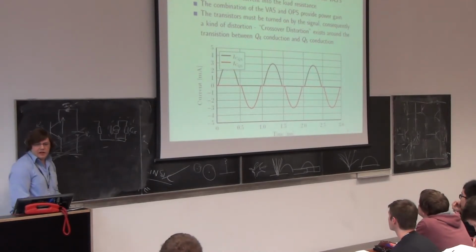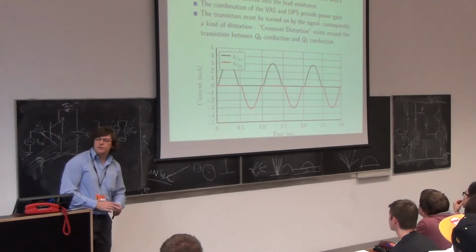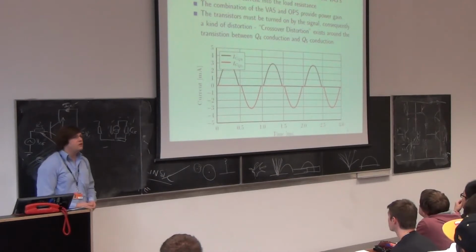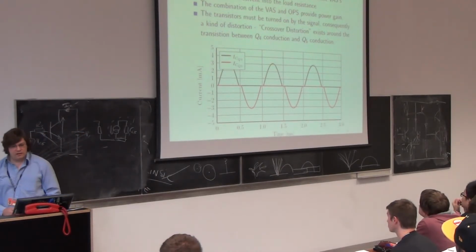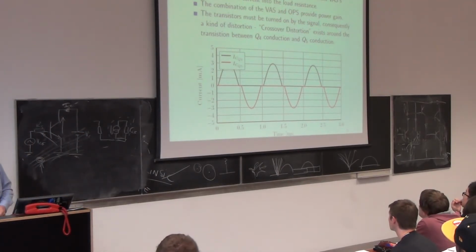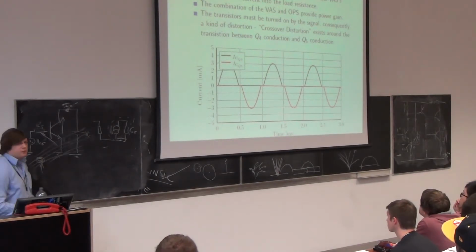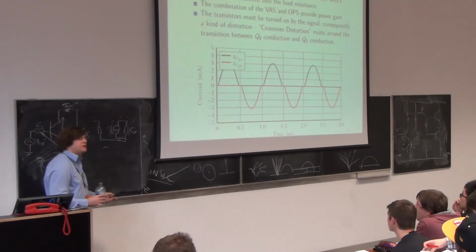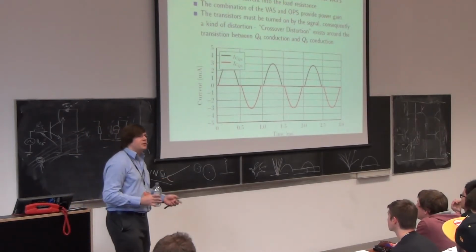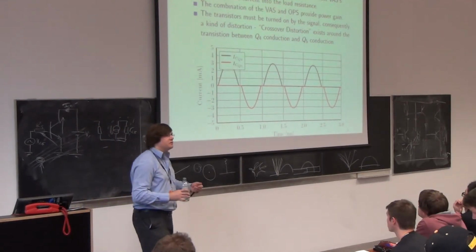So the objective of the output stage is to increase the voltage amplifying stage's ability to put current in the load. And the combination of the voltage amplifying stage and the output stage provide the power gain, because we've got voltage amplification and current amplification, so the power is volts times amps, so power's going up.